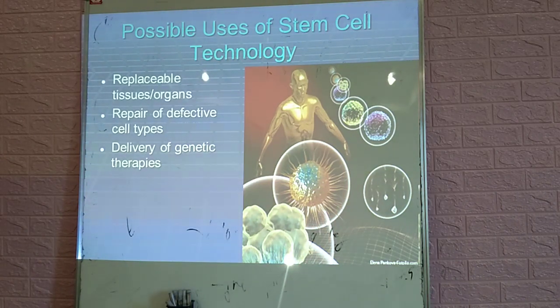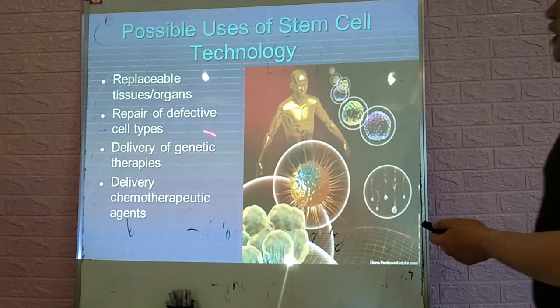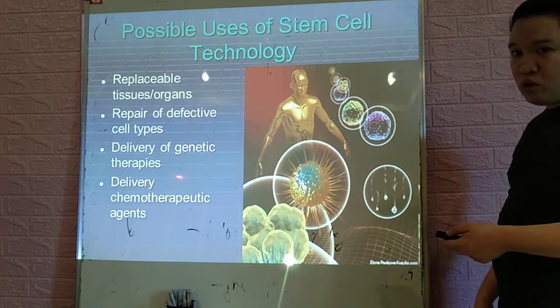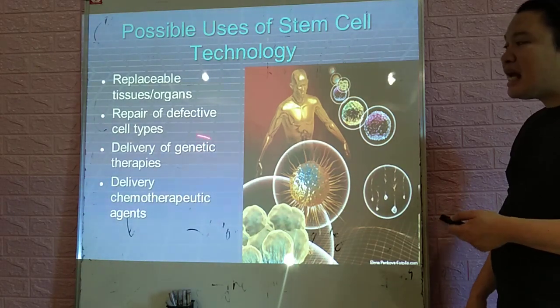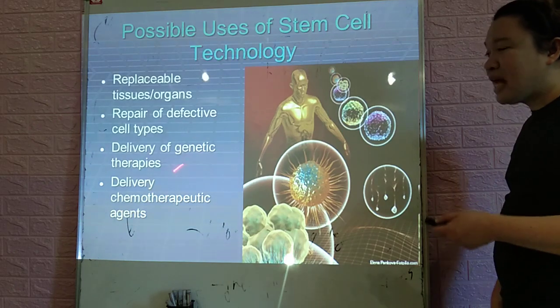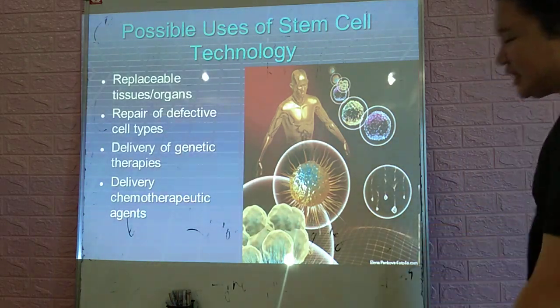Repair of defective cell types, such as those cell types that are abnormal or neoplastic. Delivery of genetic therapies is also very easy and very good. It can be inserted into a certain tissue, the same tissue that contains that specific genetic mutation, and will now be treated with new cells with a normal DNA set.